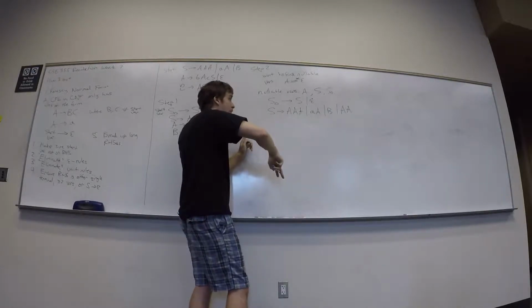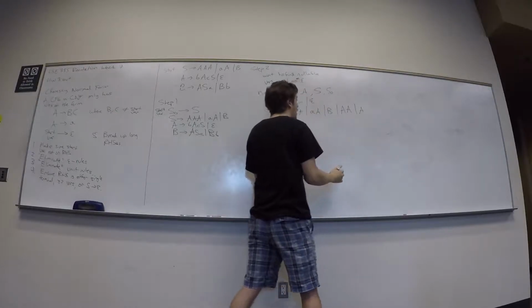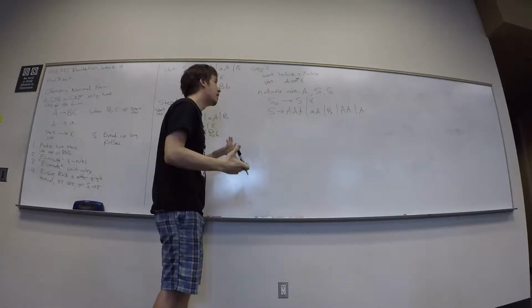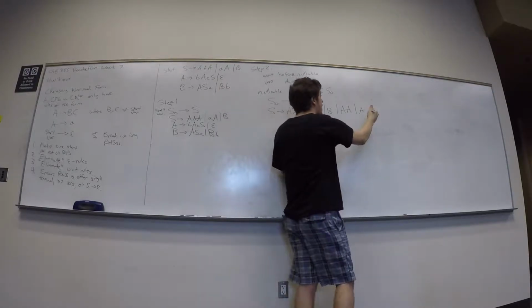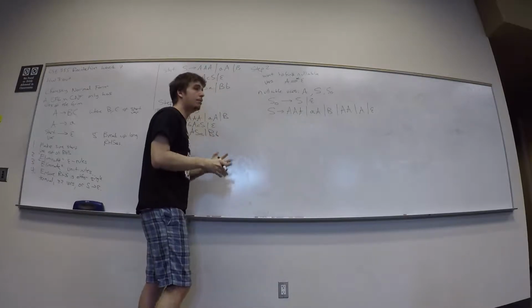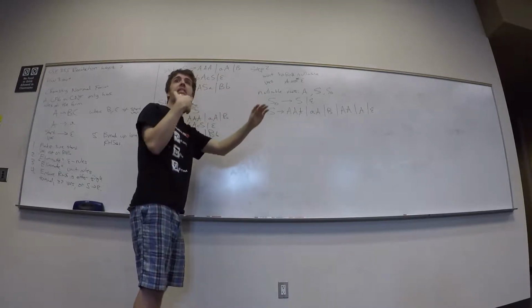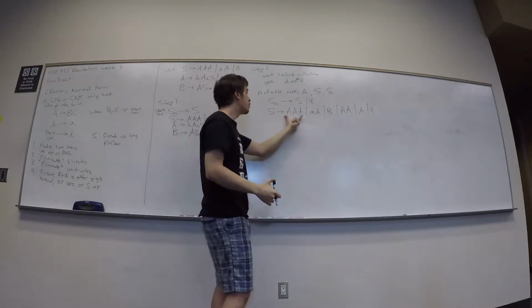If 2 of them dropped out, I would have a single A. And I should, well, actually, if all 3 of them dropped out, then I need to add epsilon. Don't worry, I'm going to get rid of it. But I'm just simulating all the ways that they could drop out. Okay? So I handled this rule.